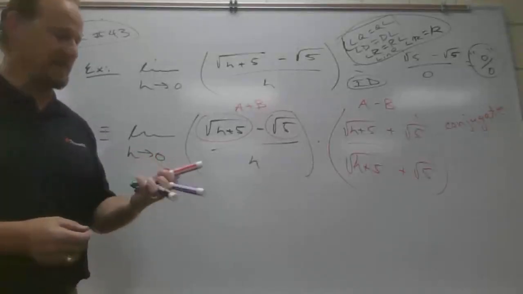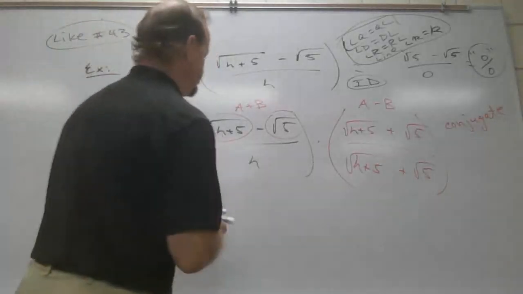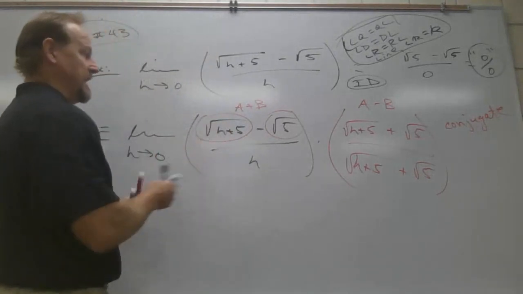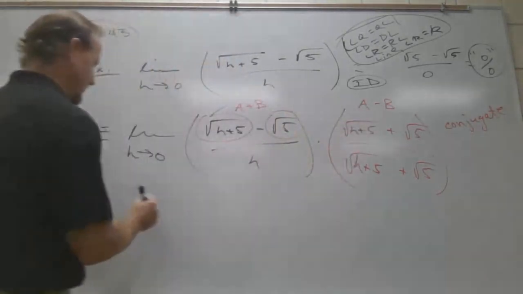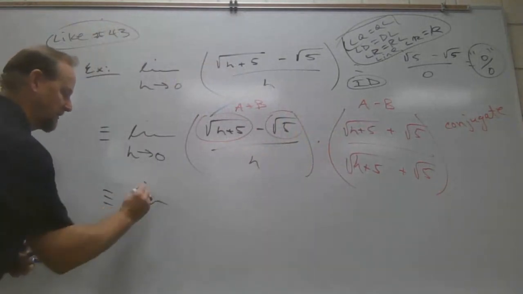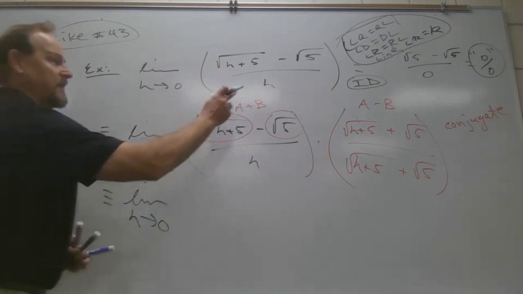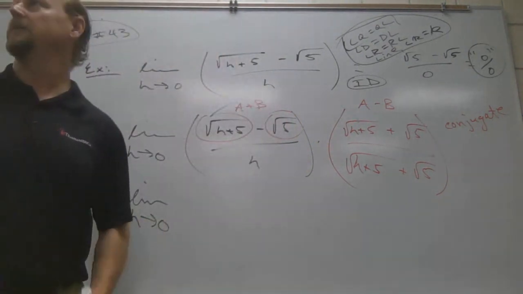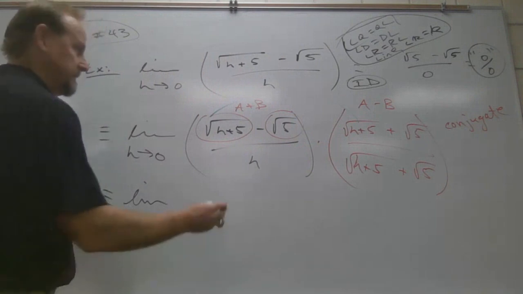All good with that? What happens if I multiply this out on top? How do you multiply that out? First times first, right? So this is going to be equivalent to the limit as h approaches 0 of what's square root of h plus 5 times square root of h plus 5? Anyone? Trevor? Yeah.